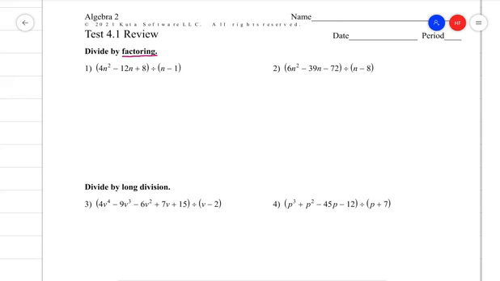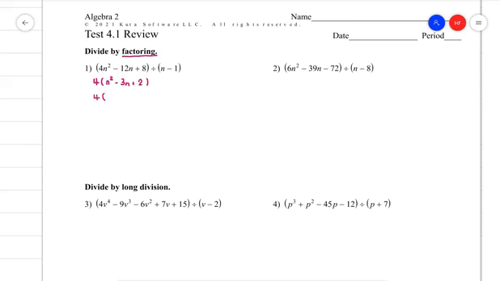So this first section says divide by factoring. When I'm factoring, I know that I want to check first if there's a GCF or a number that I can divide the whole thing by before I start factoring. And I can divide 4, negative 12, and 8 by 4. So first I'm going to take out that 4. You get n squared minus 3n plus 2.